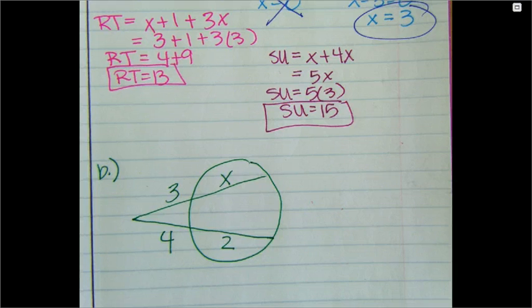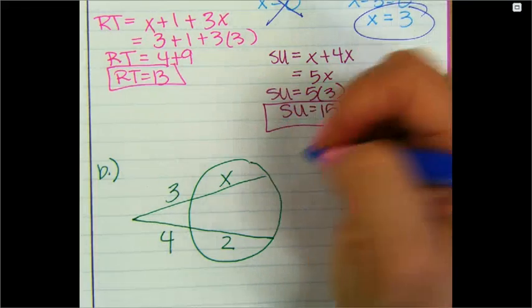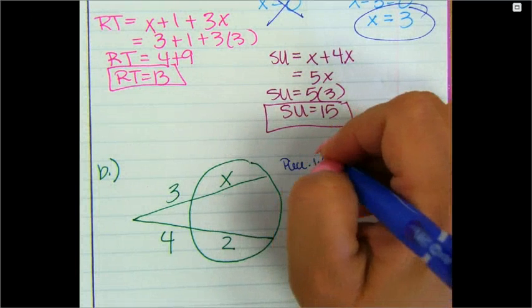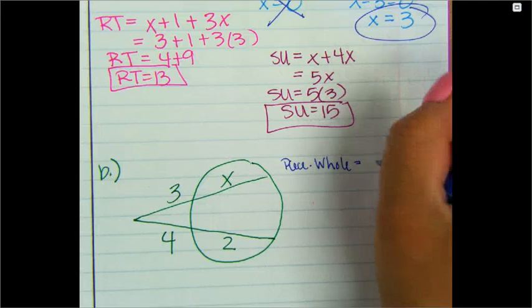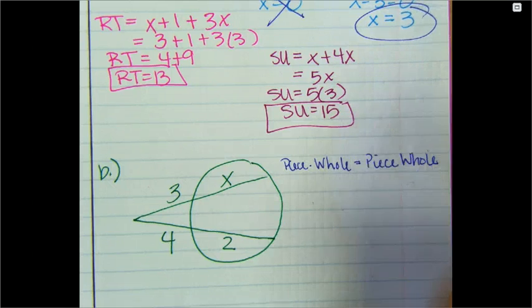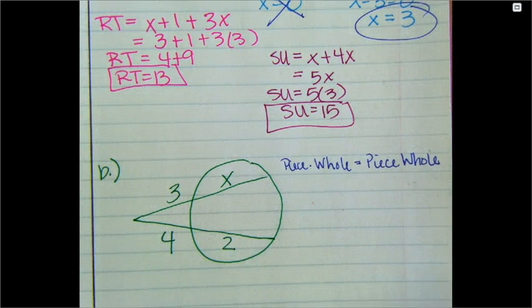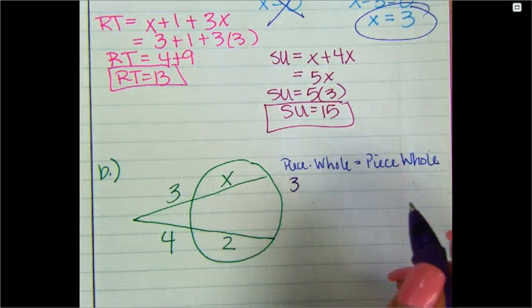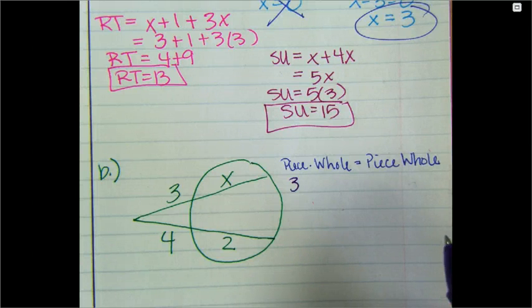Ready? What did you get? How do we do this? How many of you said piece times the whole equals piece times the whole thing? Who knew that? Oh, good job. What's the piece, guys? 3. What's the whole thing? Very good.